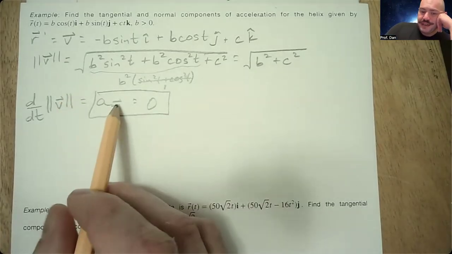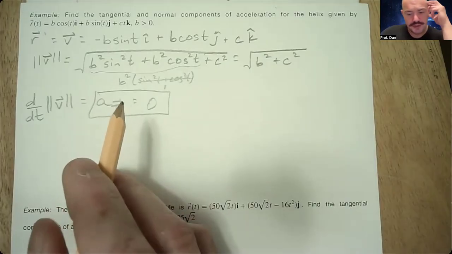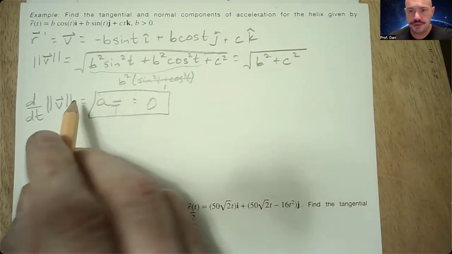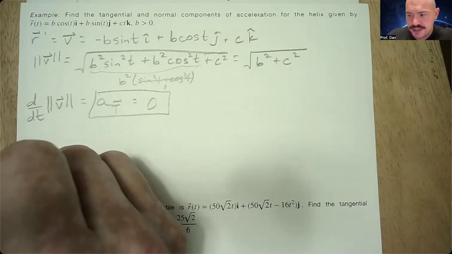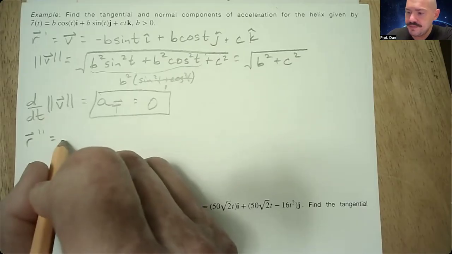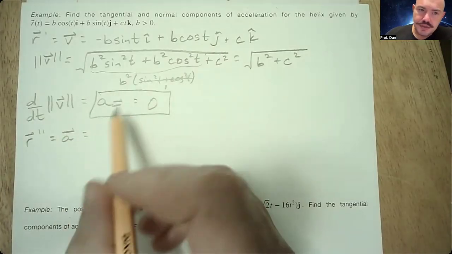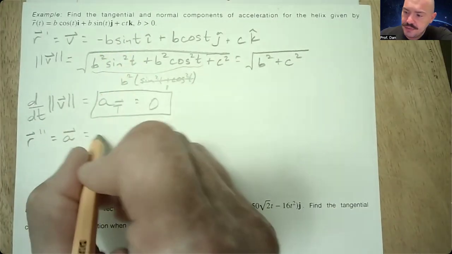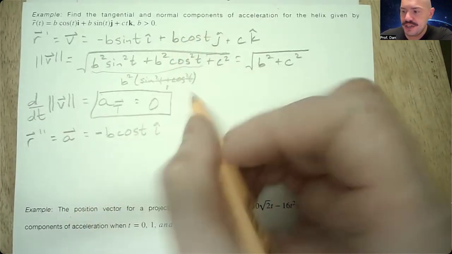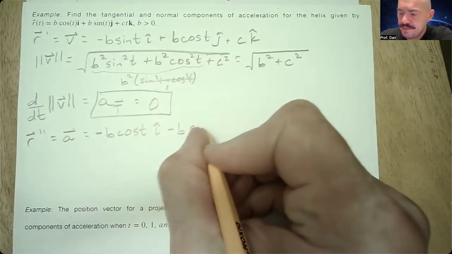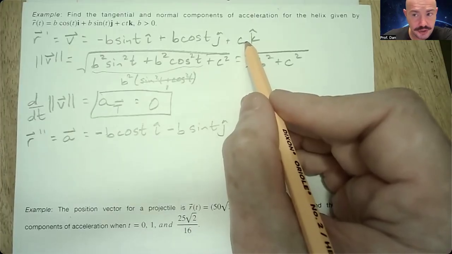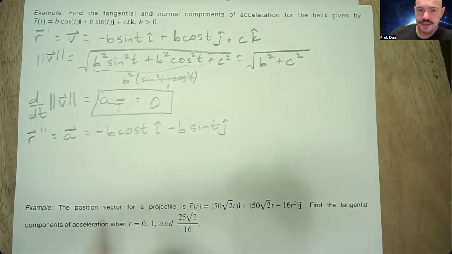Okay, now that we have our tangential component for the acceleration, we can get the normal component. Remember, with the normal component, our first step is to find the acceleration vector, which is going to be the second derivative of r, the position. So derivative for negative b sine t will be negative b cosine t. That's the I component. Derivative of our j component, we get negative b sine of t. And then derivative of c, a constant, is 0. So we don't have a k component for the acceleration.